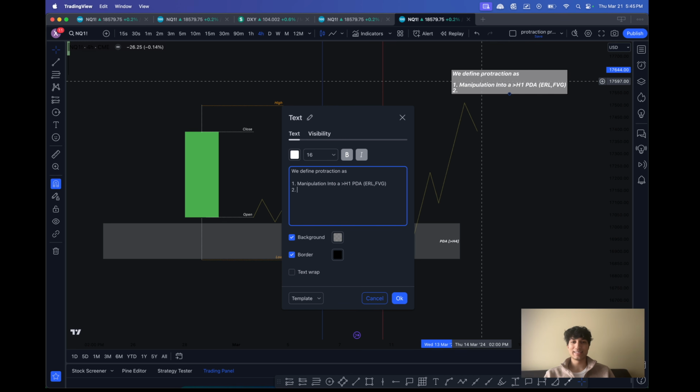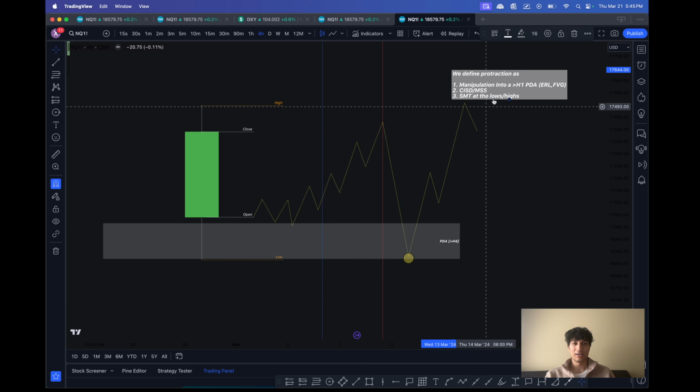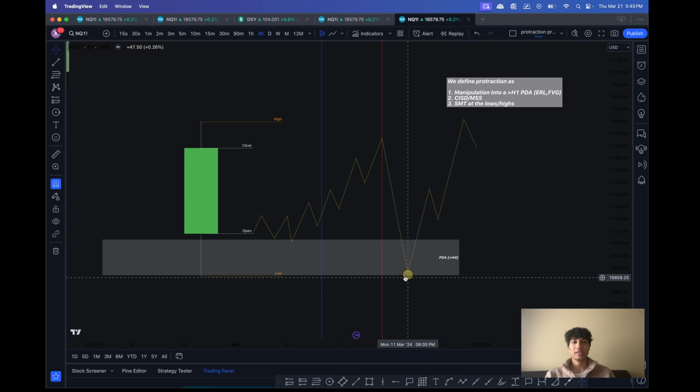We also want to then see, out of that manipulation into that higher time frame array, a change in state of delivery or market structure shift. And ideally, we also want to see an SMT at the lows or highs. In a bullish case, we're going to see it at the low. In a bearish case, we're going to see it at the high. Now, this isn't necessary, but an SMT is even better. So there we go. We now have a working definition of what we define protraction as, and that is a manipulation away from our draw on liquidity into a higher time frame PD array.